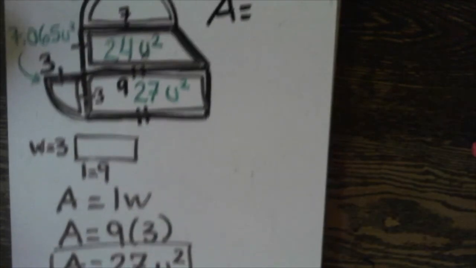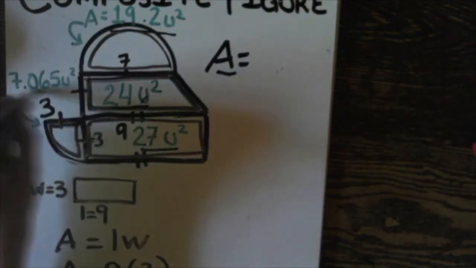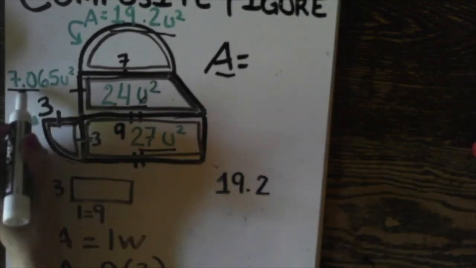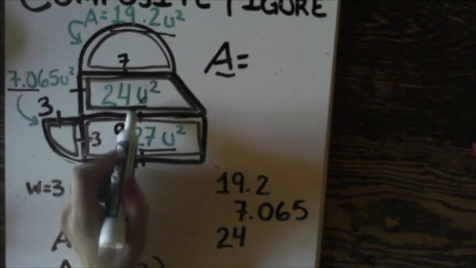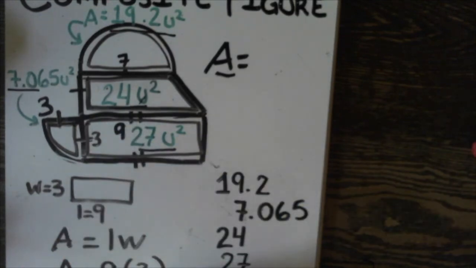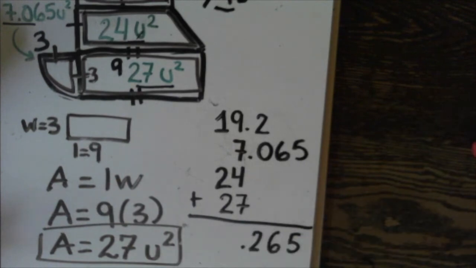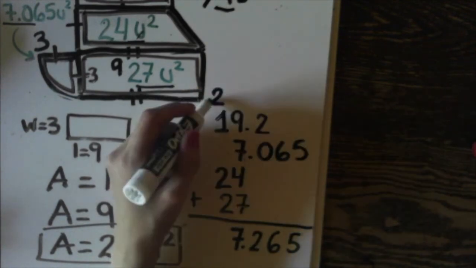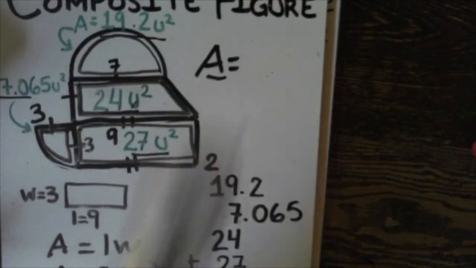In order to find the area, we simply add all the values. 19.2 plus 7.065 plus 24 plus 27. Notice that if you add, you have to place the decimal points over the decimal points. 5, 6, 2, and 9 plus 7 plus 4 plus 7 is 27. I carry the 2. 2 plus 2 plus 1 plus 2 is 7.